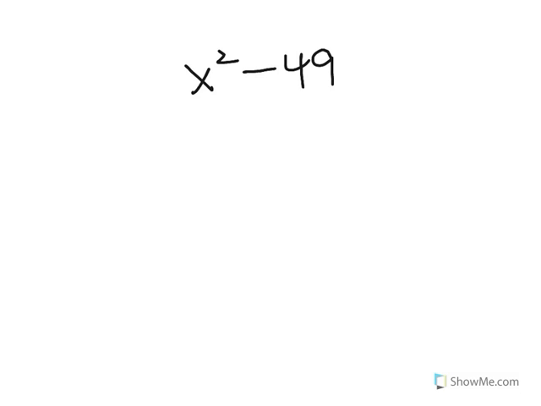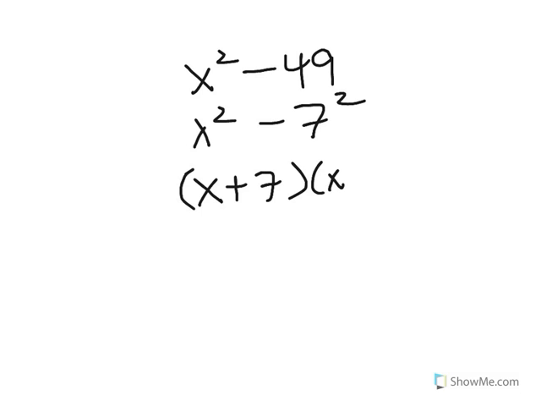X squared is obviously a square number, and we know that 49 is 7 squared. So this is x squared minus 7 squared. Now, if we're going to use the pattern, the answer is x plus 7 times x minus 7. I can't think of a better way to go. It's that fast, it's that easy, and it's a very easy pattern to recognize as long as you're familiar with your square numbers. But let's say that you're just not.